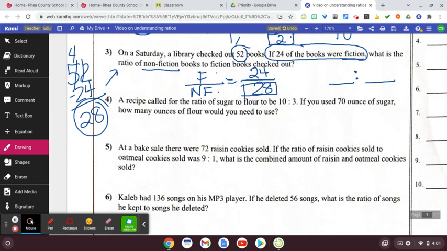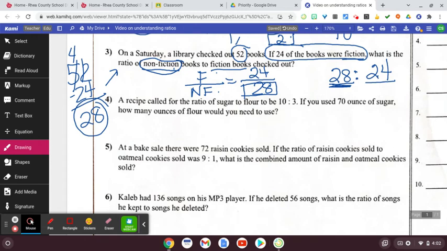So then the question's asking us, what is the ratio of nonfiction books to fiction? So since nonfiction comes first, we have to get that number over here first. And that number is 28. And then our fiction books is 24. So as you can see, each of these three problems is a little bit different. But either way, you can still find an equivalent ratio going through these problems.